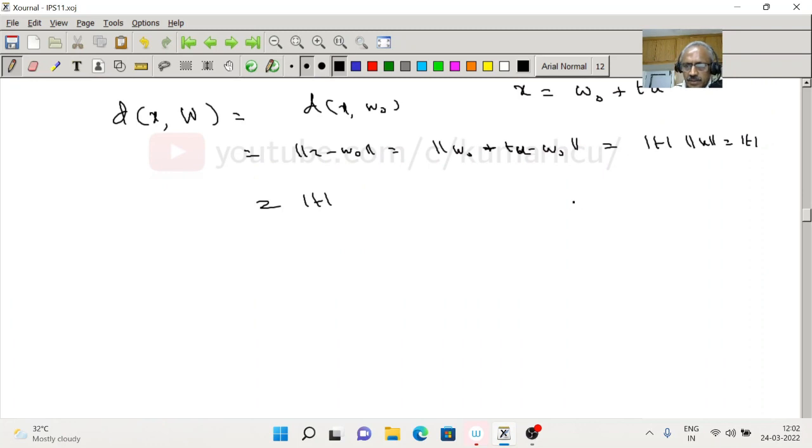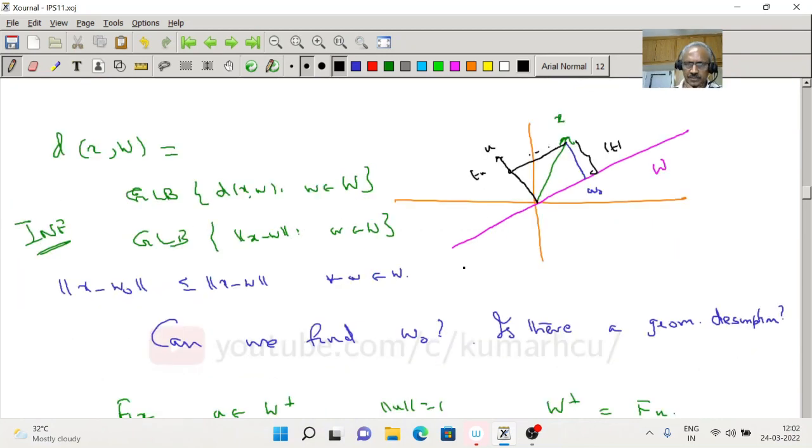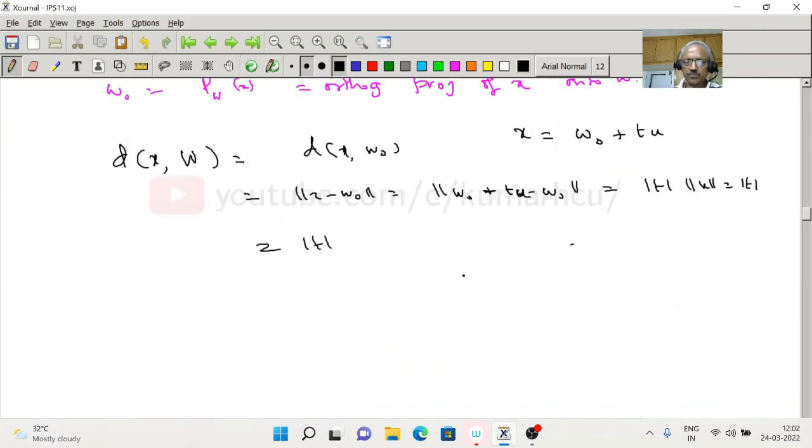Now again think about the geometry. Let me go back to the picture I have drawn. See, this is your mod t. This is your x minus w naught, and this is your t, this is your u direction. Okay, t may be small or big in modulus, I don't care. Do you understand? x is the direct sum of these two things. So the problem is solved.